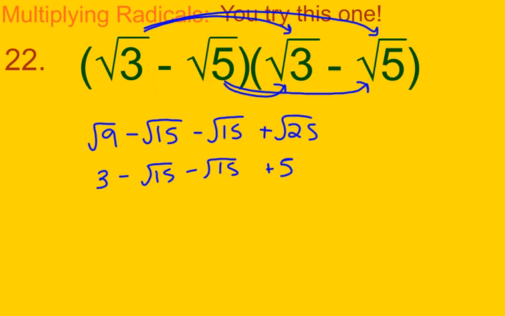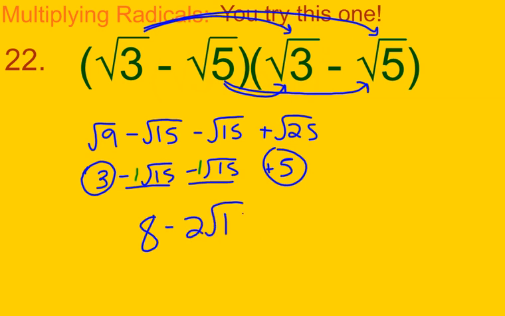And then I noticed that now I have some like terms I can add. My numbers, if I want to add those first, I have 3 and 5, which makes an 8. And then these are like terms. It's a negative 1 root 15 and a negative 1 root 15, which would make a negative 2 root 15. And there's my answer.